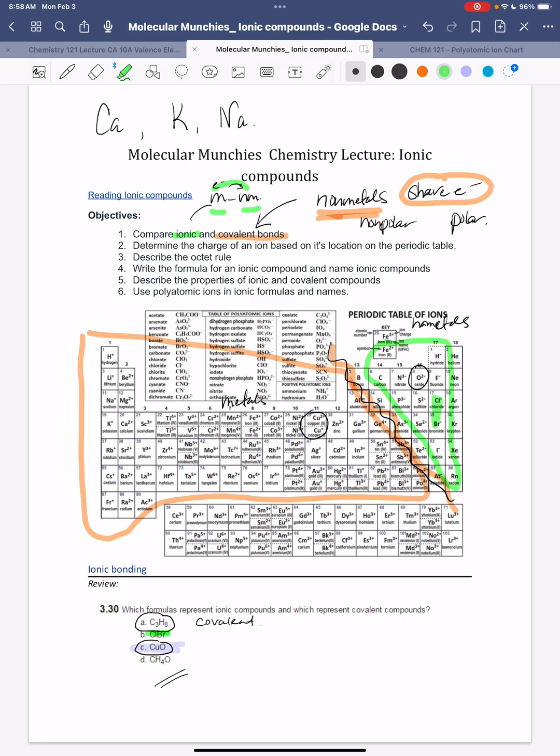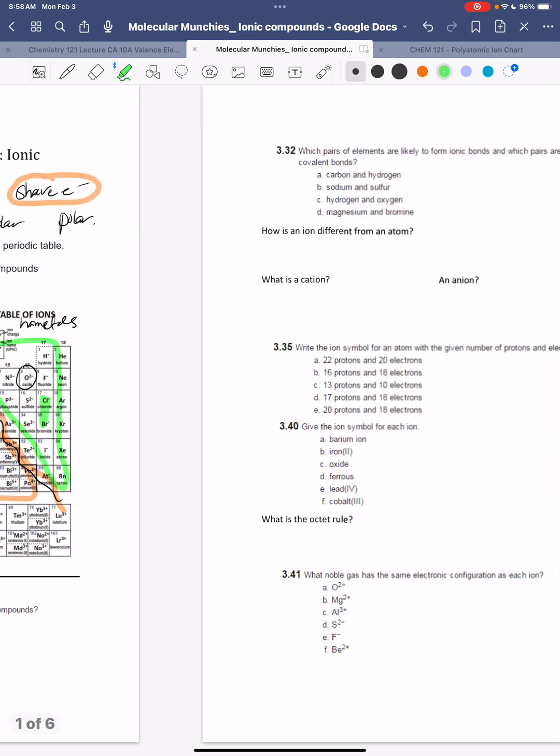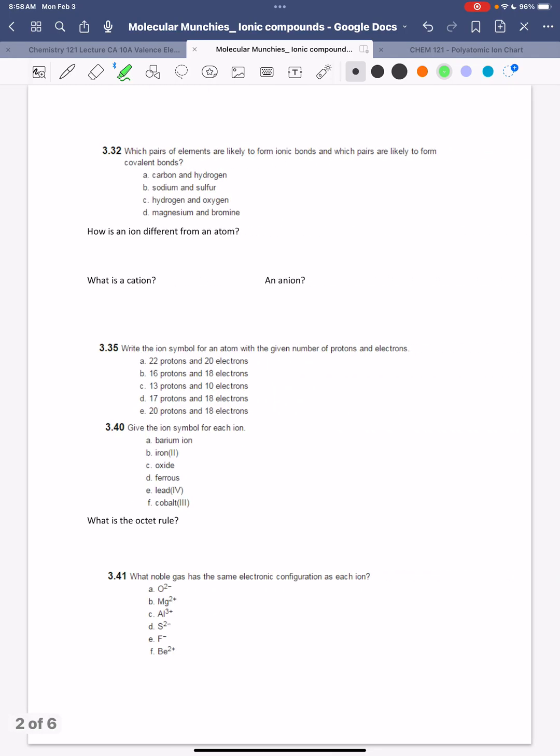So we understand this octet idea, this idea that everything's trying to achieve stability, and these atoms are doing it by losing electrons if they're metals and gaining electrons if they're nonmetals. So we're going to go into that right now. We'll go through, again, the same question about how do we decide if it's an ionic or a covalent bond. Again, any carbon-hydrogen bond is going to be covalent. Hydrogen and oxygen, there's a water molecule, right? So that's going to be covalent.